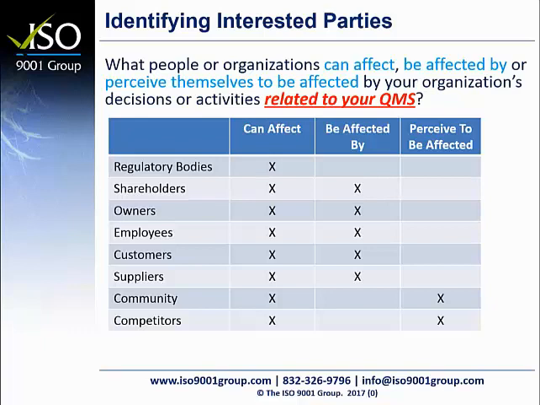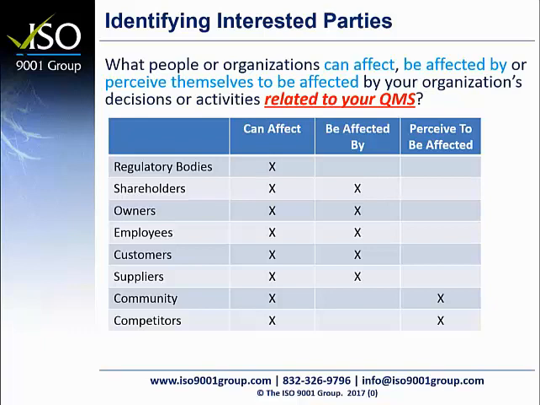So, for example, if we look at this, regulatory bodies, they are interested in our organization. They're interested in the decisions or activities related to our quality management system. I'm sure you guys can think of several regulatory bodies that would be interested in your decisions or activities. Let's name a few. EPA, Environmental Protection Agency, OSHA, possibly, Department of Transportation, the old IRS, for example, API, things of that nature, industry regulatory bodies as well. So if we look at it, we want to say, okay, these interested parties can affect your organization. So that's why we put an X here, because they can have a major effect on our organization.